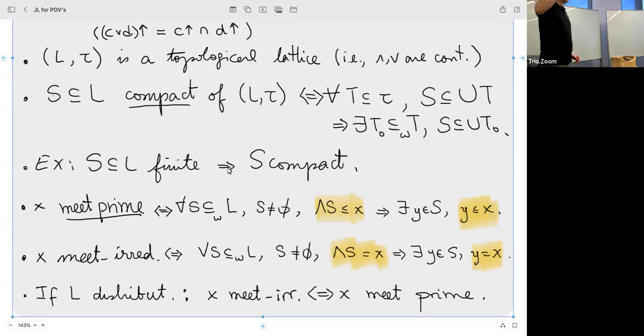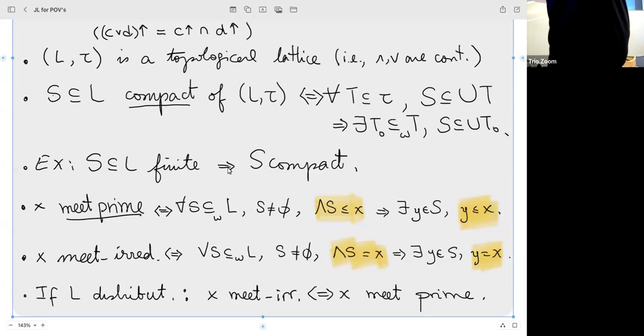What this means, the translation of that into elements is complicated, but the notion is quite clear. It's just a compact set of a topology. Now, in particular, if you have a finite set, this finite set is going to be compact always. So it's the topology. A couple of concepts more.